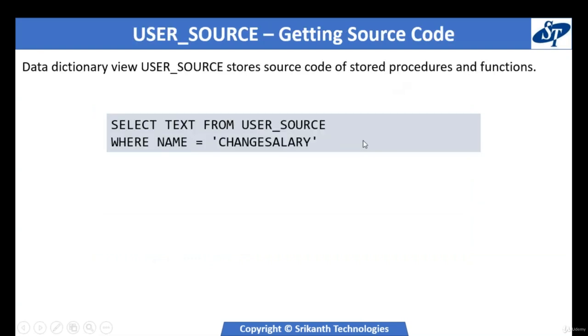And then another important thing is getting the source code of a stored procedure. After you created a procedure, if you ever want to know what is the source code, you can use user_source. That's the data dictionary view. And again, mention the name. And don't forget, object names are always given in uppercase. We discussed that in the past. Do keep it in your mind. So you should give change salary in uppercase.